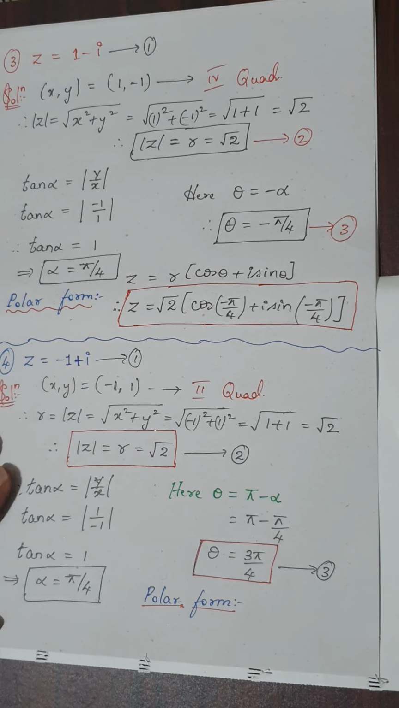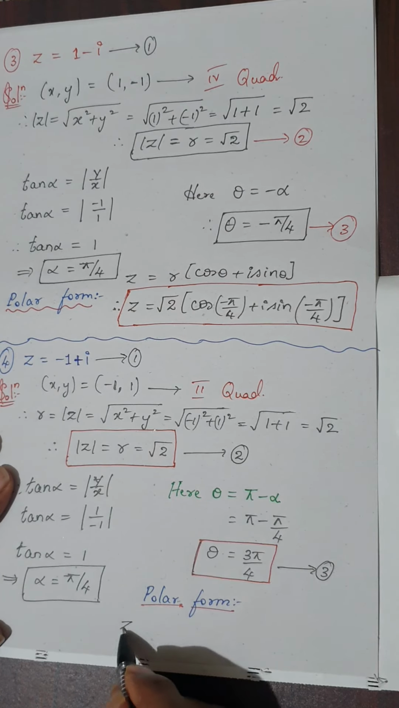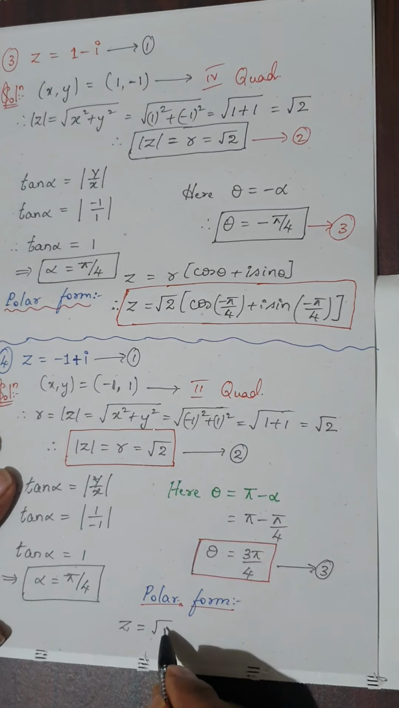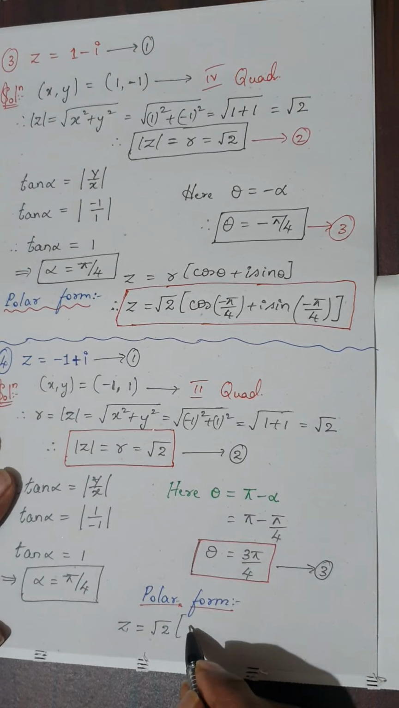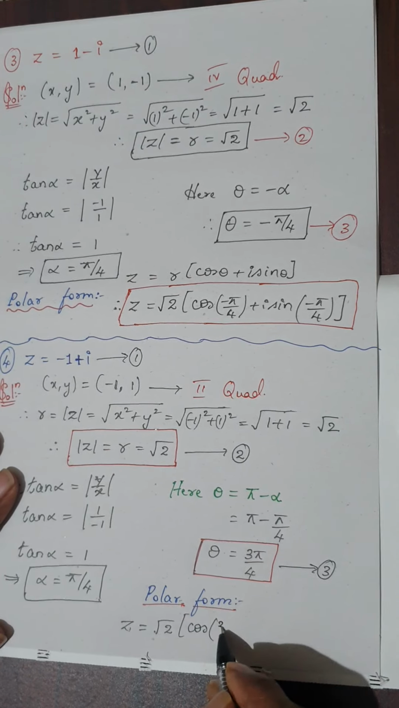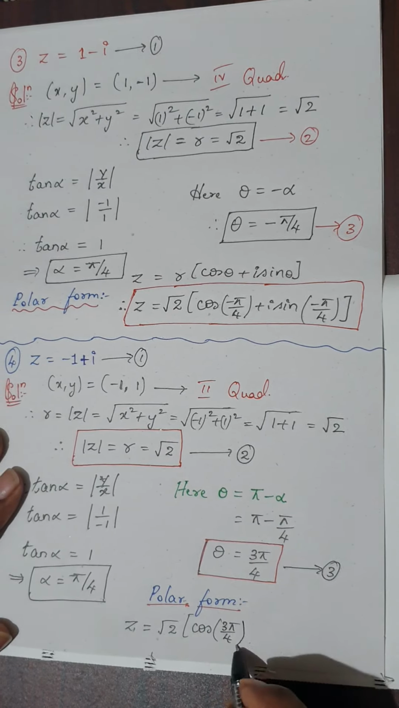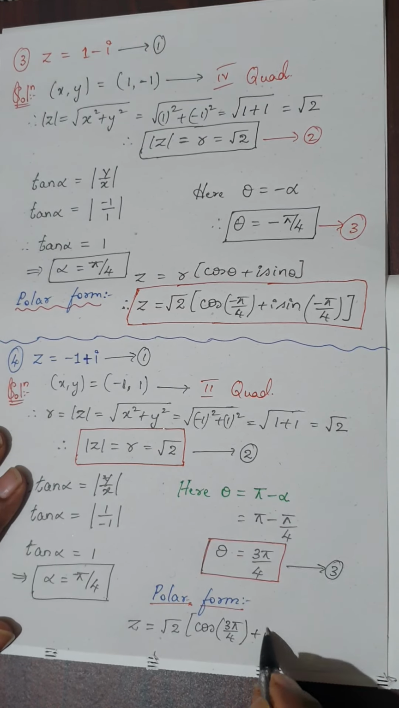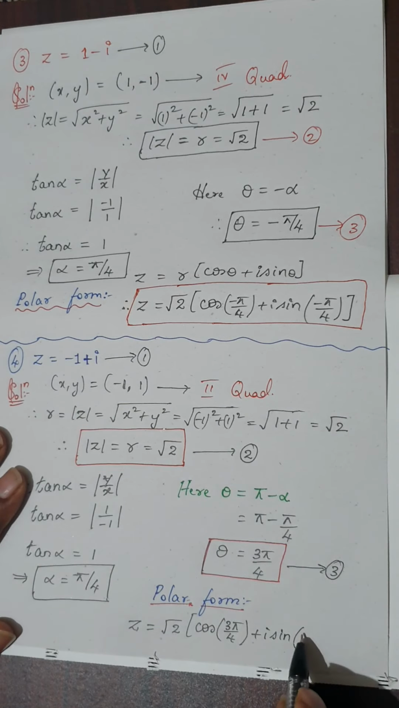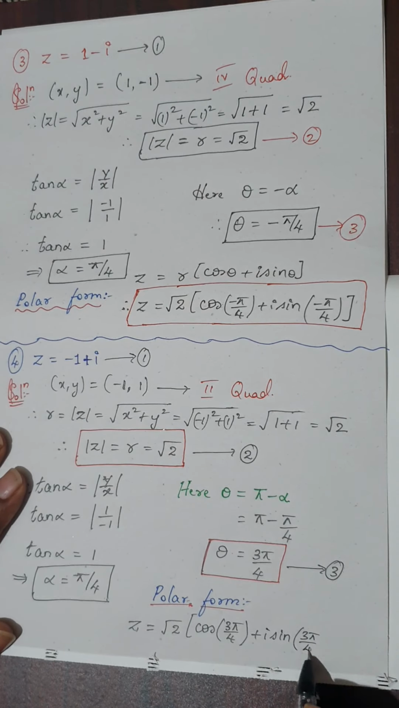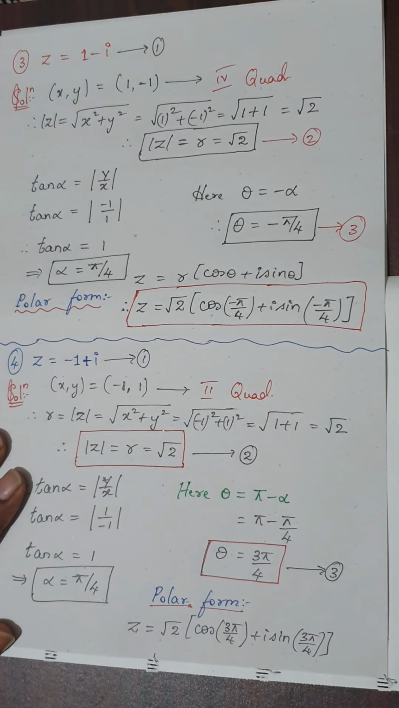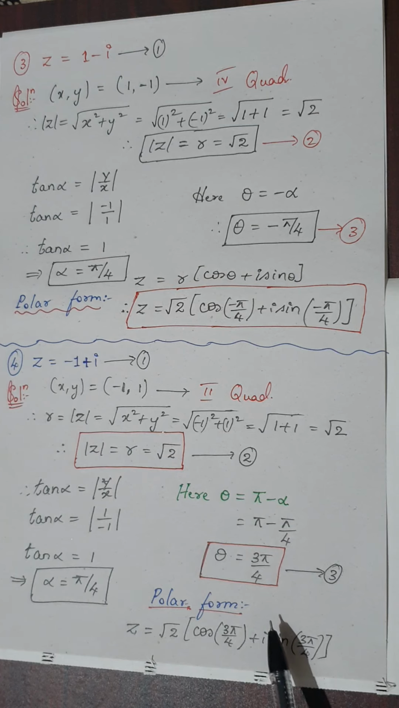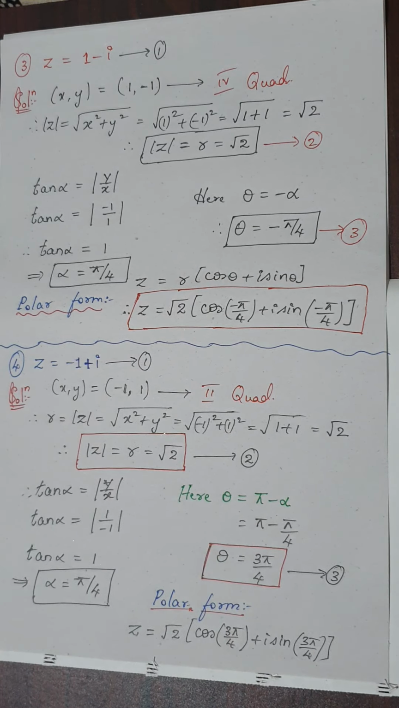Now writing the polar form, I will write it directly, but you make sure you write the formula and then substitute. We know z is equal to r into, r value is root 2, into cos theta. So it is cos, what is theta value? 3 pi by 4. Please don't make a mistake of taking the value of alpha. Rather, you have to take the value of theta, plus i sin theta value. So that is 3 pi by 4, and that will complete the solution for this question. So this would be the required polar form for the given complex number.